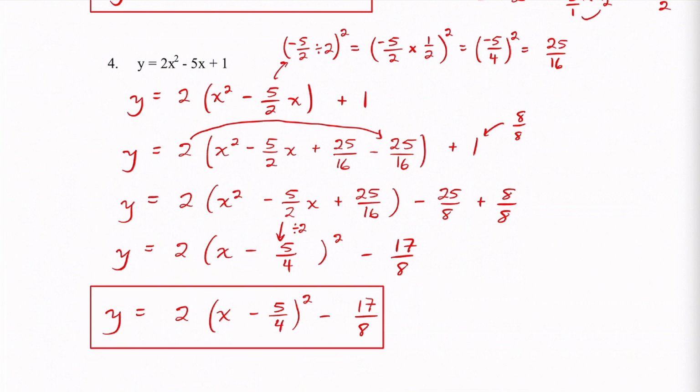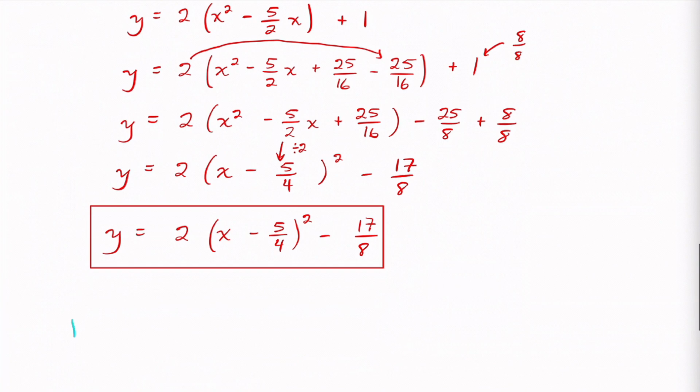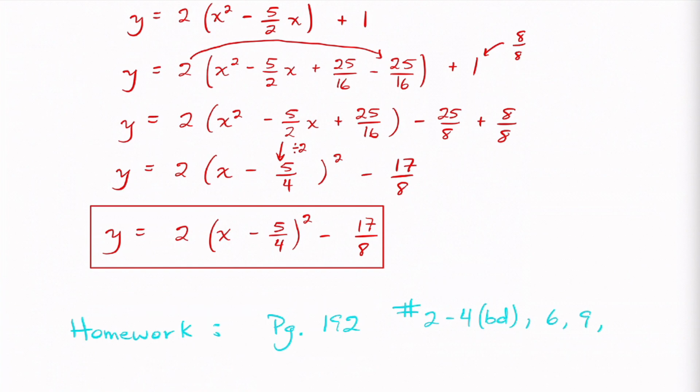Okay, and then again, if we wanted to check our answer, we just put it in our calculator and make sure both of the functions, this initial one and this one, give me the exact same graph. Okay, so that's our last example. I'm just going to write out our textbook questions here. So it's on page 192, and we got these questions here. Okay, and then just make sure for these questions 2 to 4, you're only doing parts B and D.